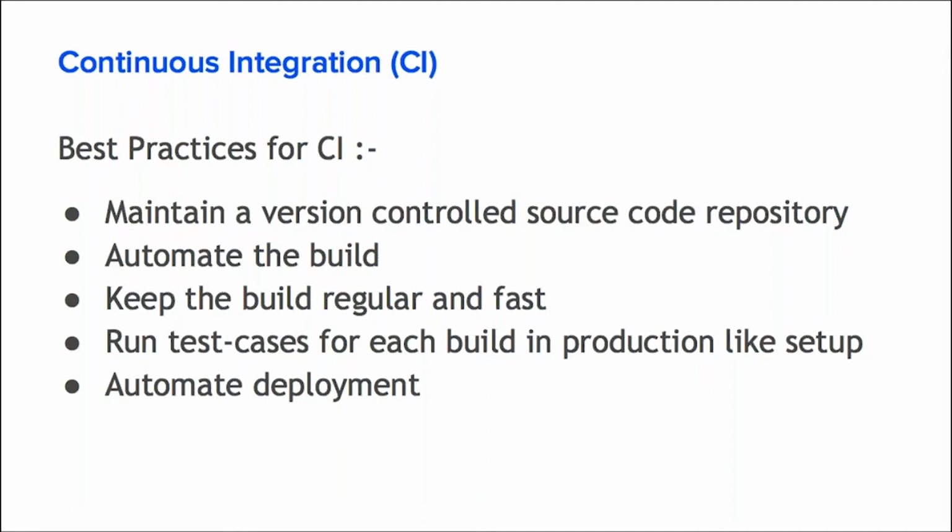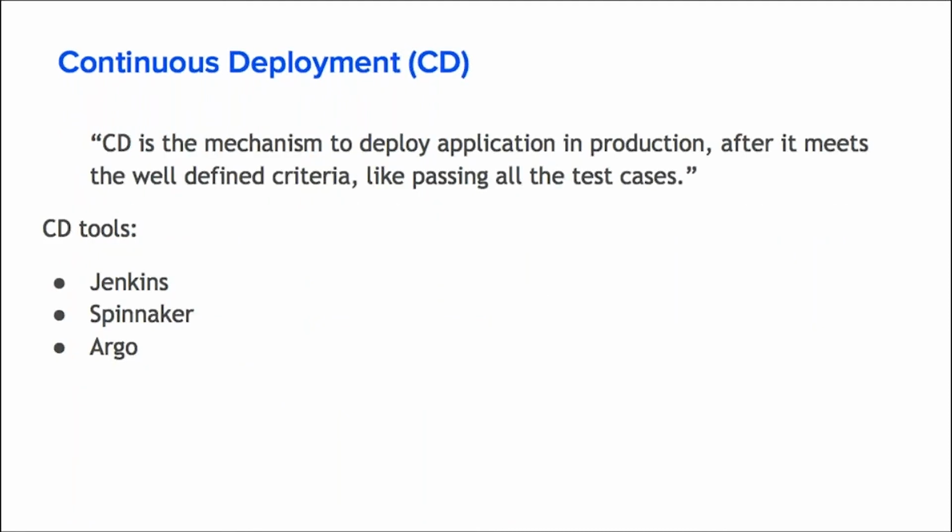For example, you can say if all of my test cases have passed, I would deploy my application into production. And that's what CD, continuous deployment, is, in which we deploy the application to production after it meets predefined criteria, for example passing the test cases. There are different tools available for CD, like Jenkins, Spinnaker, and Argo, which we are going to explore later in this webinar series.